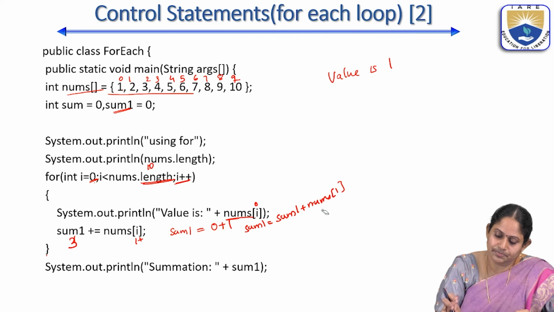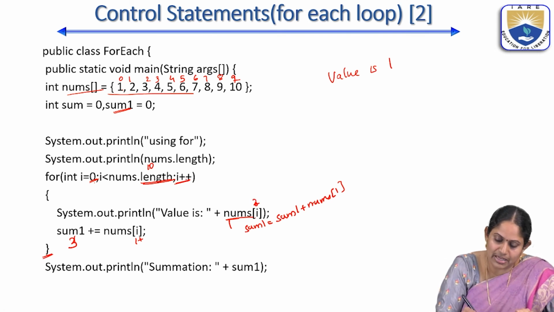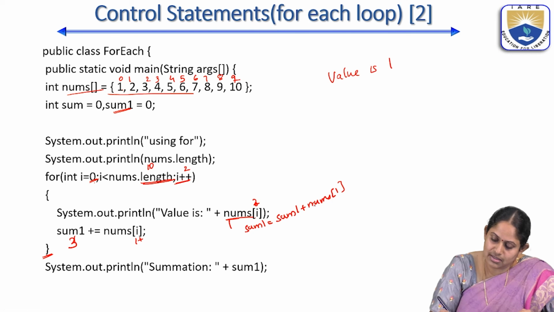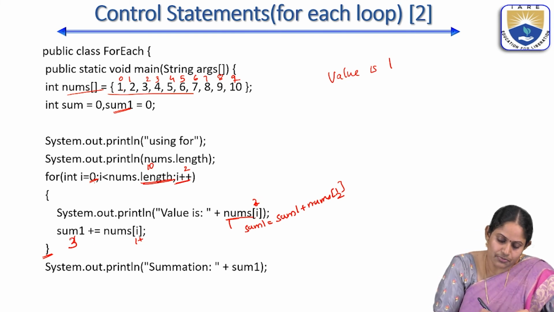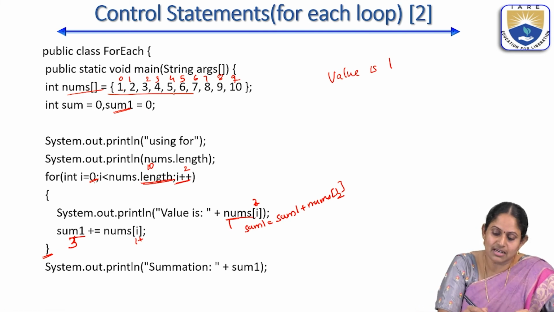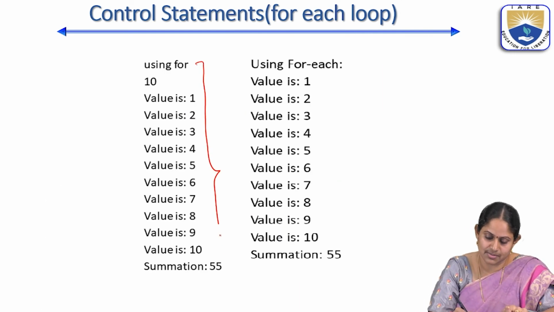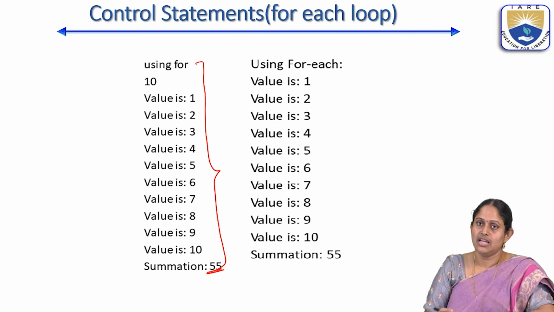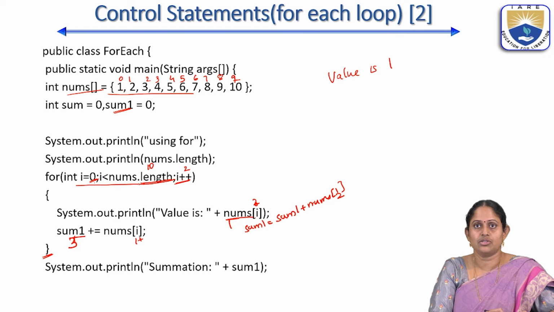Next, when the bracket is encountered, the i value becomes 2. So sum plus nums of 2: at index 2 we have the value 3, so 3 plus 3 gives 6. Finally, all the elements are retrieved and the output is displayed like this, and the final value is 55. This is the use of the normal for loop.